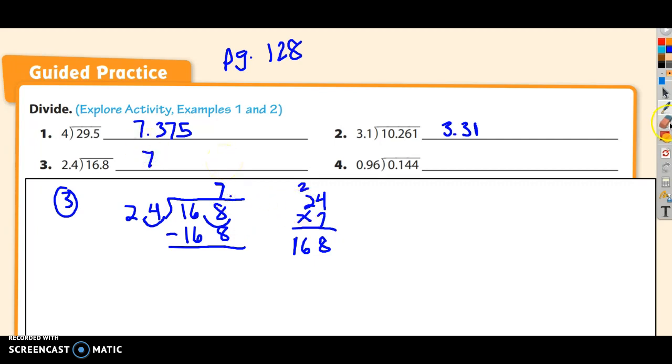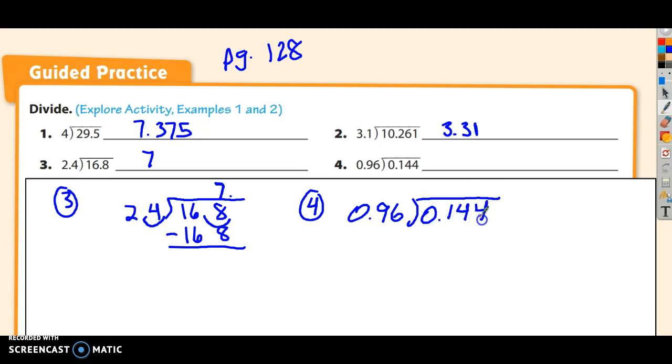Right, number 4. It is 0 and 96 hundredths, that's my divisor, and 0 and 144 thousandths is my dividend. So this is read as 0 and 144 thousandths divided by 0 and 96 hundredths. And I need to move this decimal 2 places to the right to make it a whole number, which means I need to move this decimal 2 places to the right to match what I did to the divisor.